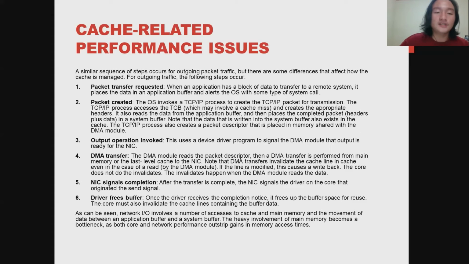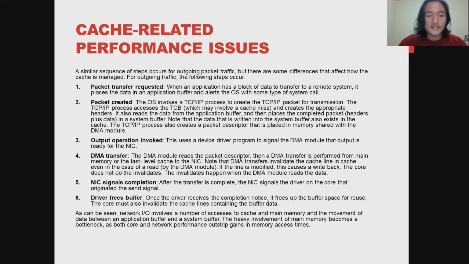Okay. A similar sequence of steps occurs for outgoing packet traffic, but there are some differences that affect how the cache is managed. For outgoing traffic, the following steps occur. First, the packet transfer is requested. When an application has a block of data to transfer to a remote system, it places the data in an application buffer and alerts the OS with some type of system call.